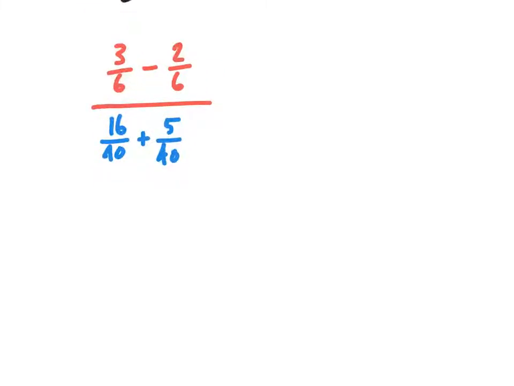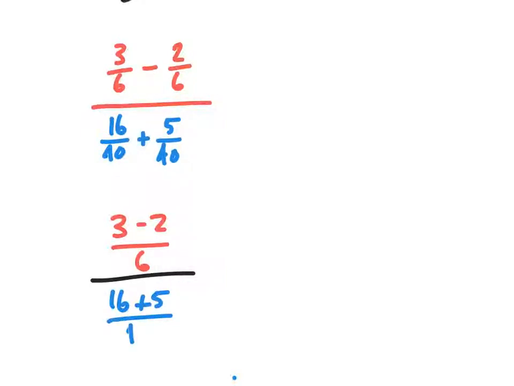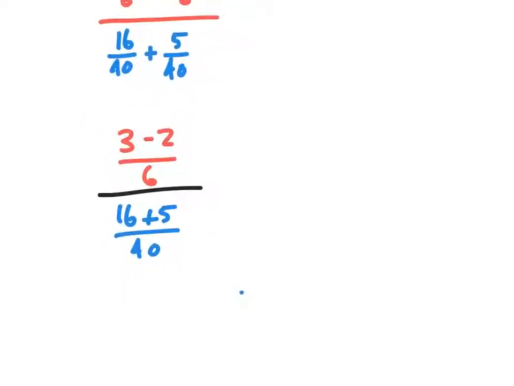All right, so now I've got this. I've got 3 minus 2 over 6 being divided by 16 plus 5 over 40. Okay, so now I can clean that up a little bit, and I can do 3 minus 2 is 1/6, and then I'm dividing that by 21/40.